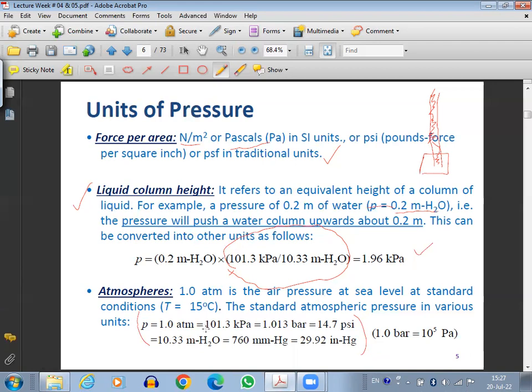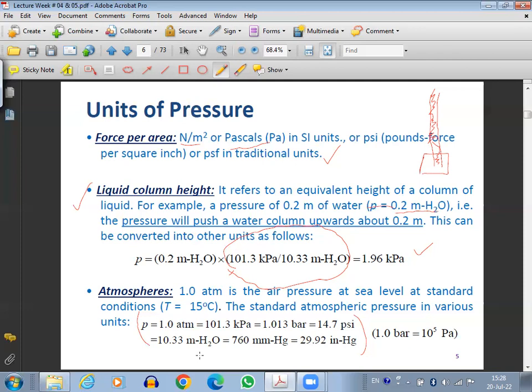Okay, so 1 atmosphere is equal to 101.325 kilopascal, or 101,325 Pascal, which is equal to 1.01325 bar, because 1 bar is equal to 10 to the power 5 Pascal, which is equal to 14.7 psi, which is equal to 10.33 meter of water column.